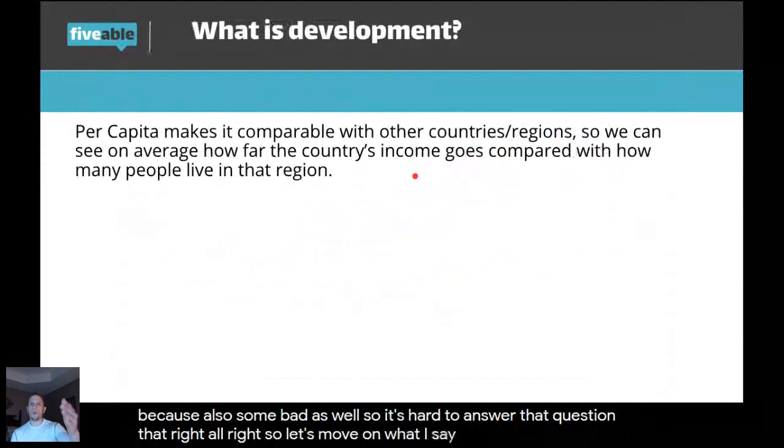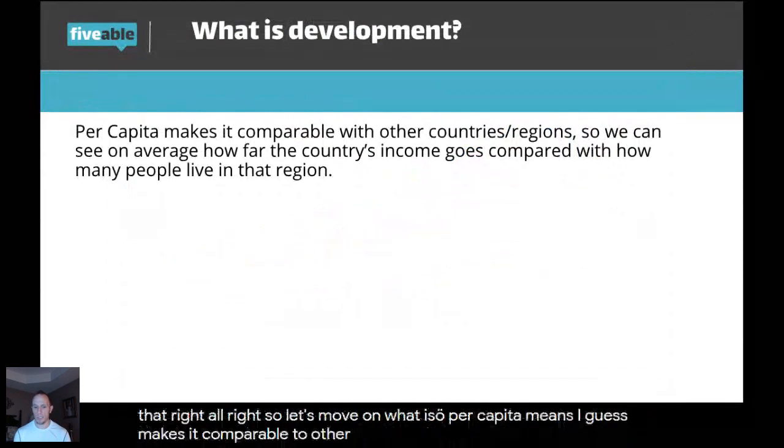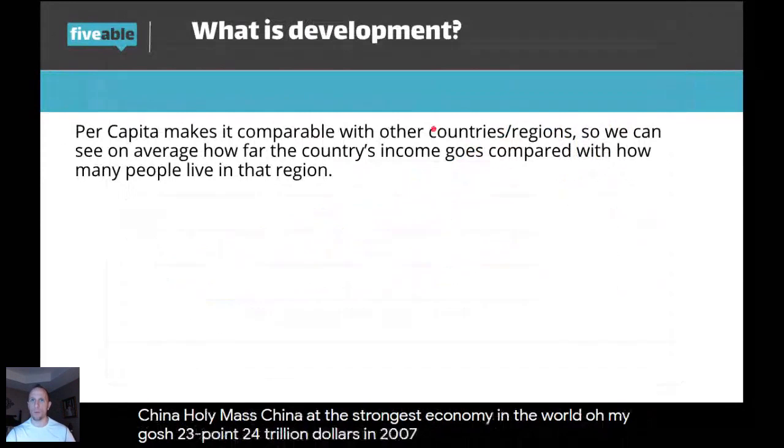All right, so per capita makes it comparable to other countries and regions. So if you look at China, holy mess. China, the strongest economy in the world. Oh my gosh. $23.24 trillion in 2017. Instant replay, ladies and gentlemen.